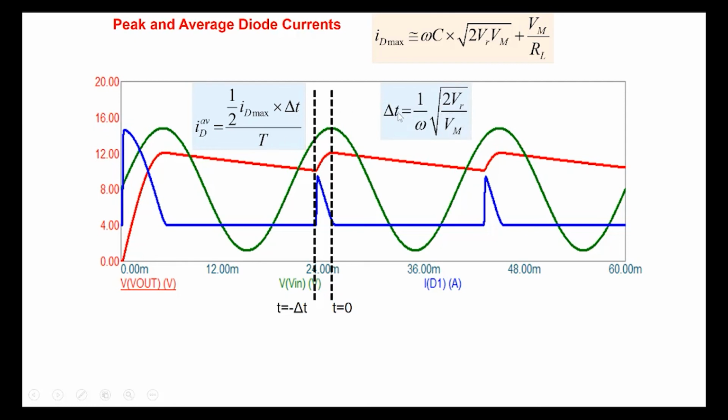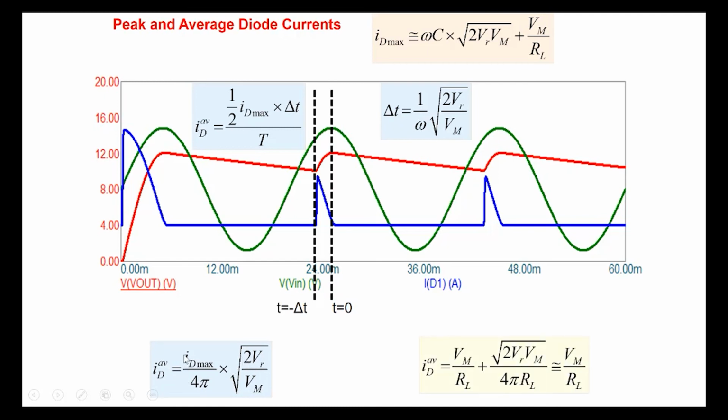We take our expressions for delta t and calculate ID average. We have the expression for ID max we've already determined, so we plug it here and we get this final value. As I've been saying, if you plug in typical values, you'll find that the first term is dominant, and ID average is equal to Vm by RL. This is much smaller than the first term.